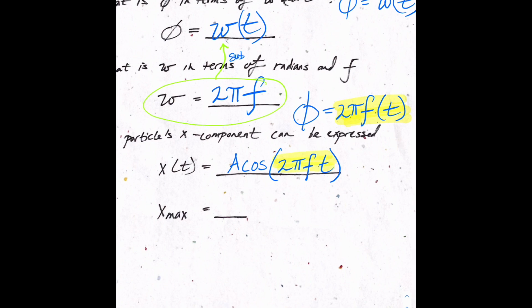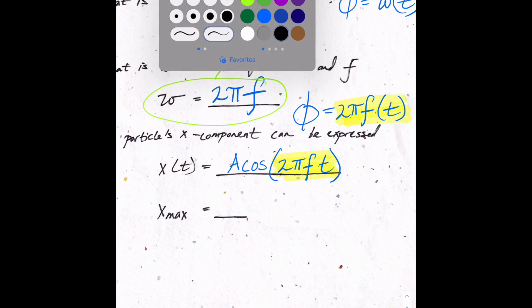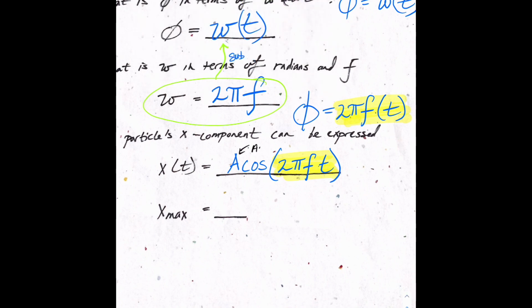So we have this expression right here, and subbing in for the angle allows these equations to work a lot better. Just a reminder here that the amplitude, which is A, is our max position. So x max is A, the amplitude. Okay, all right, so hopefully that's making sense.